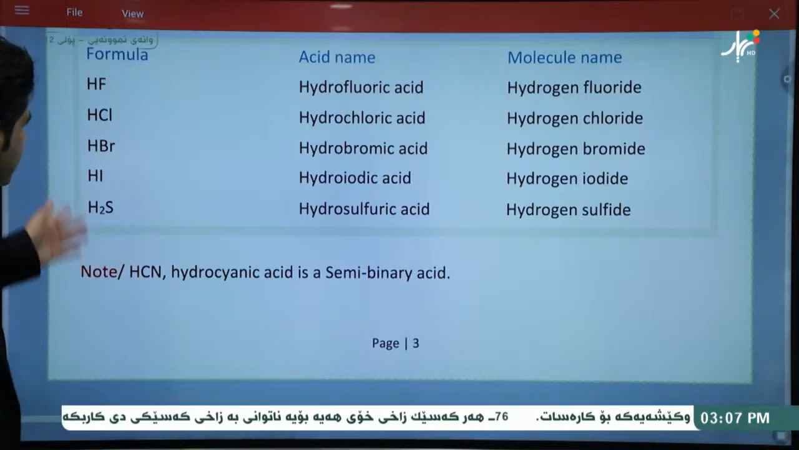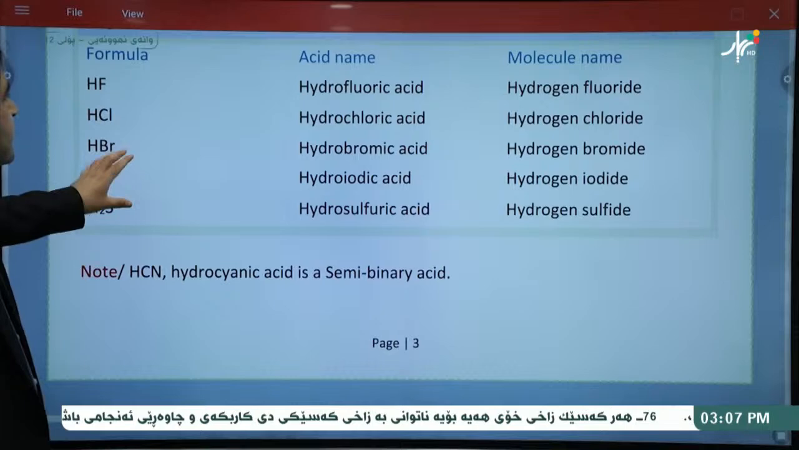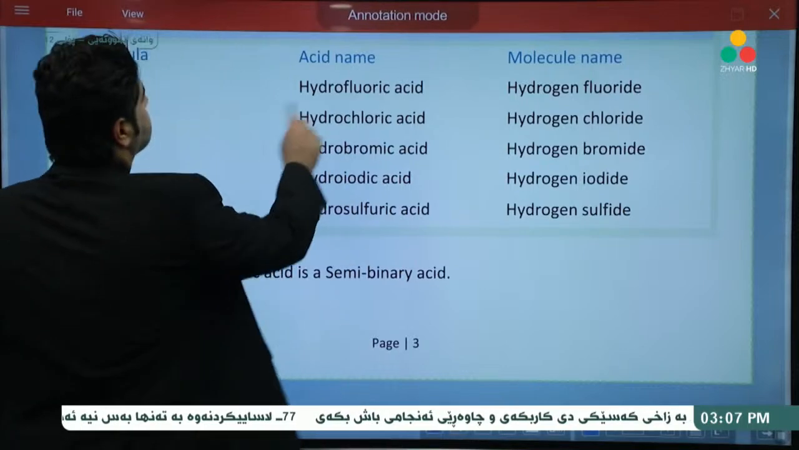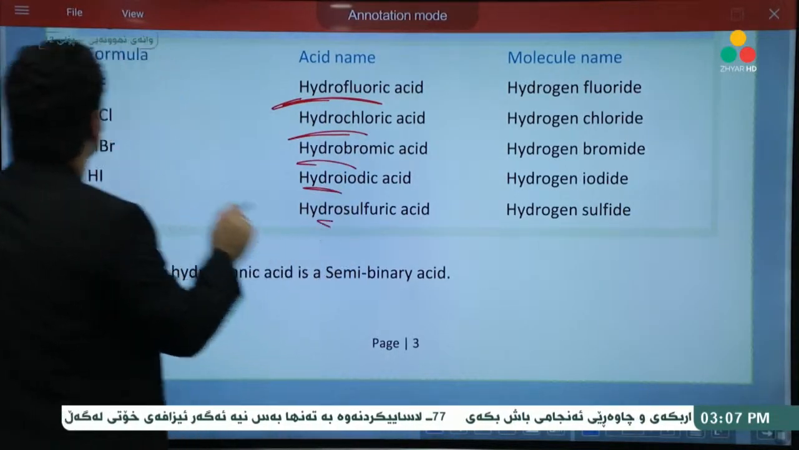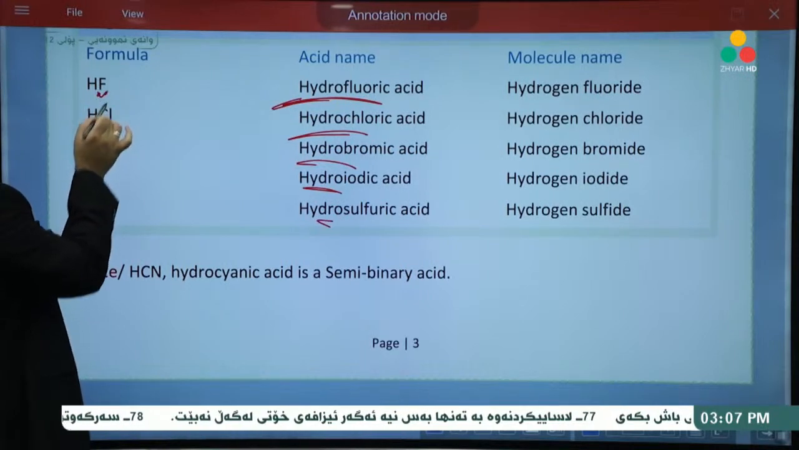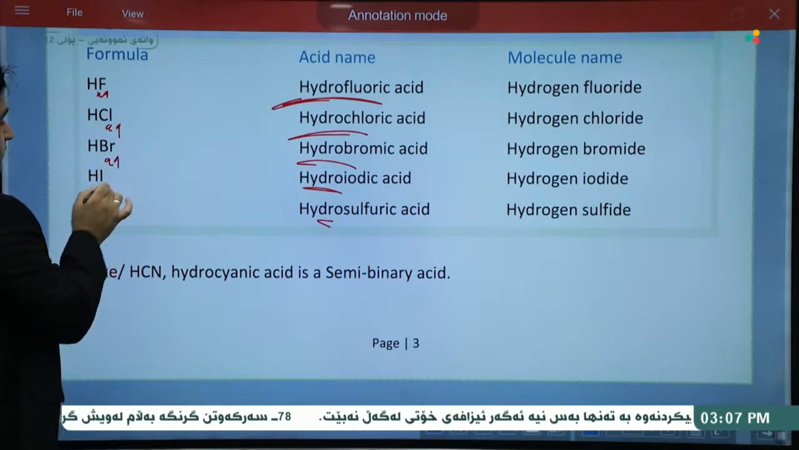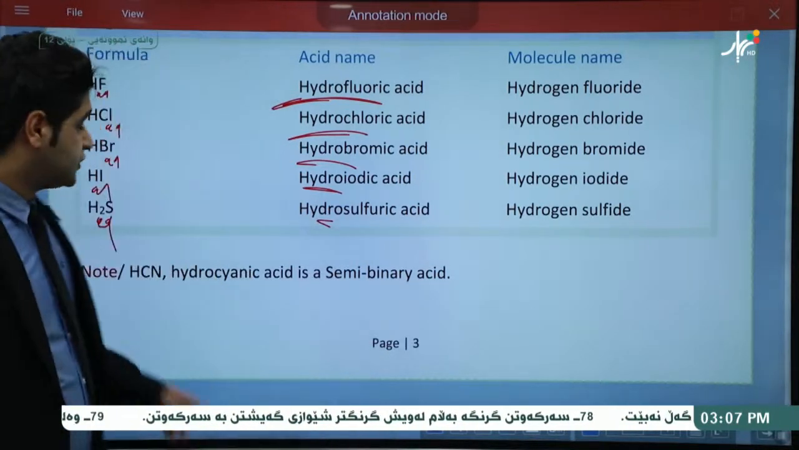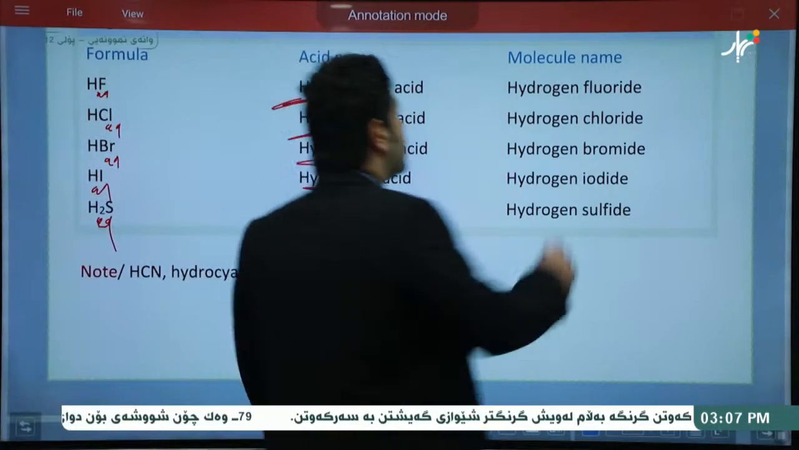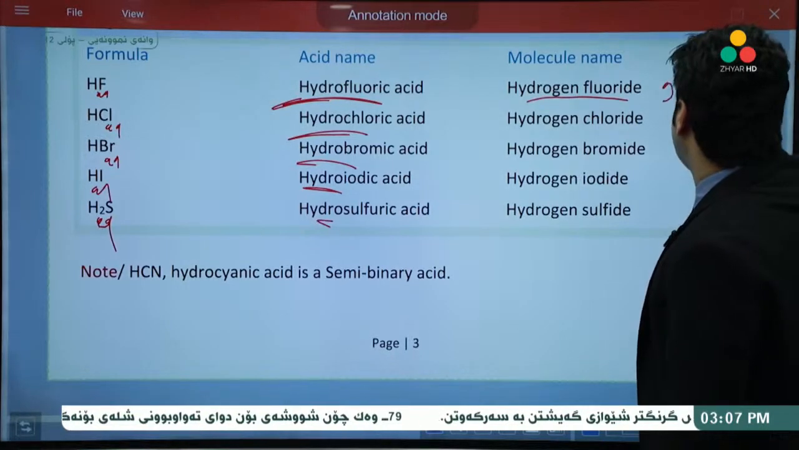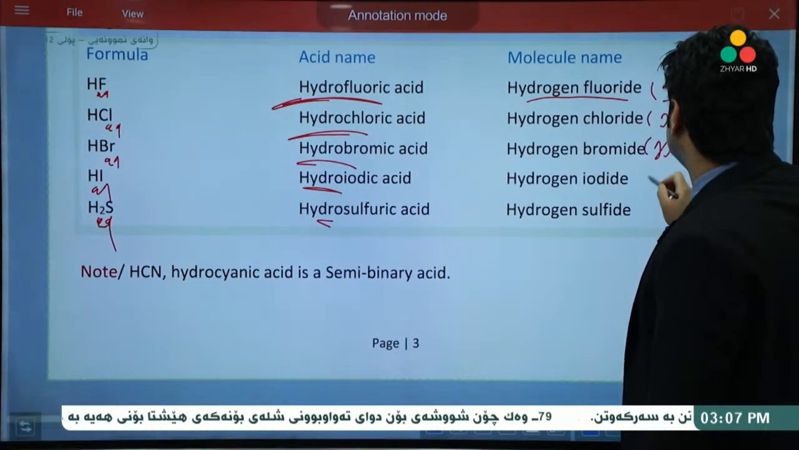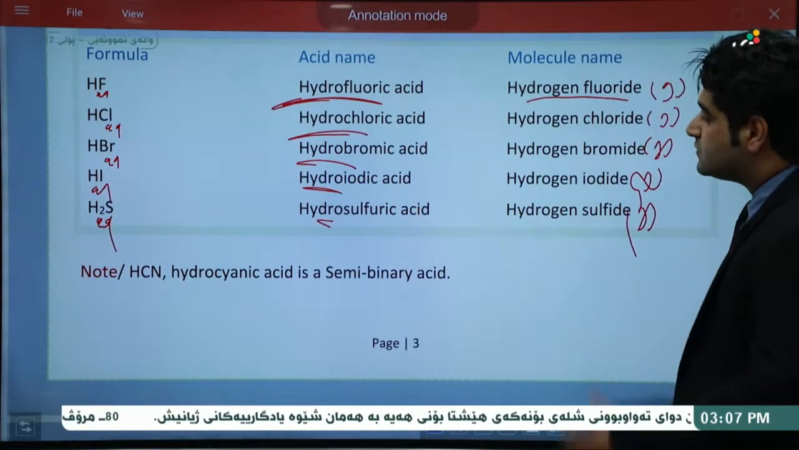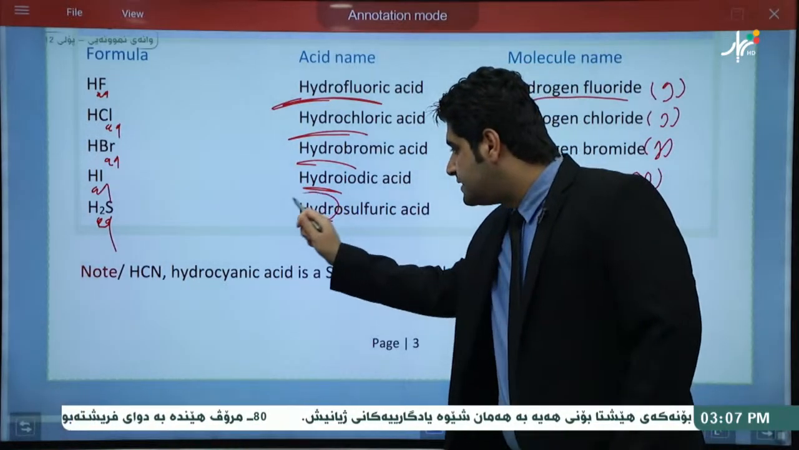hydrosulfuric acid. I think you know how to name these compounds, but there's a point. When we say hydro, it means we have water. So HF in here is aqueous. This is aqueous also. Why? Because we said hydrosulfuric acid, so H2S is dissolved in water. But the hydrogen fluoride in here is a gas. Why? Because we don't have the prefix hydro.